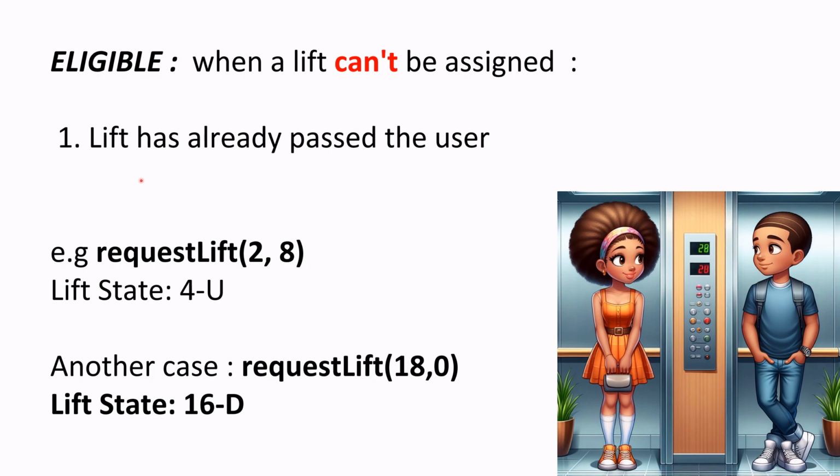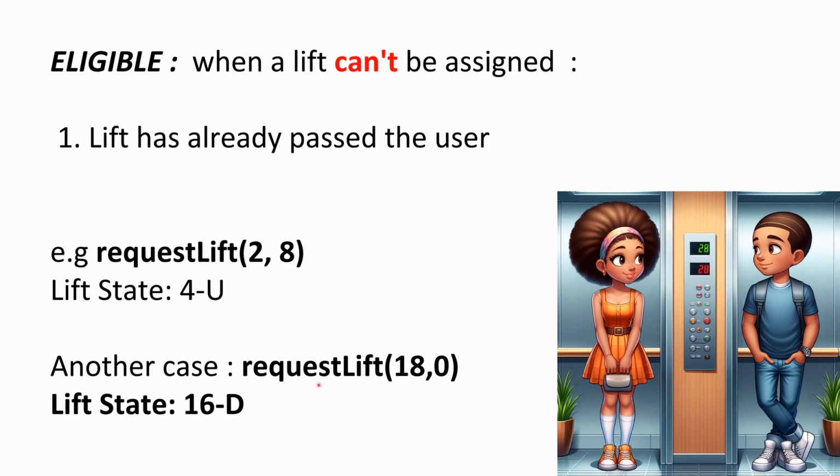The first one is the lift has already passed the user. For example, let's take this request. The user is requesting to go from floor 2 to floor 8. And the lift is also going up and it is at floor 4 now. But this means that the lift has already passed floor 2 and so it cannot be assigned to this user.